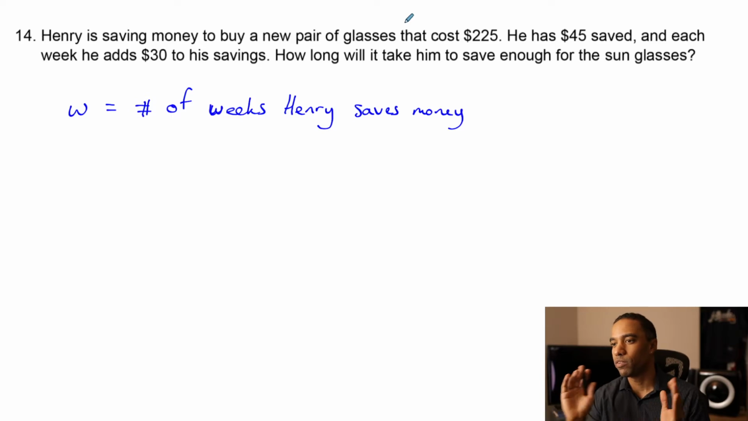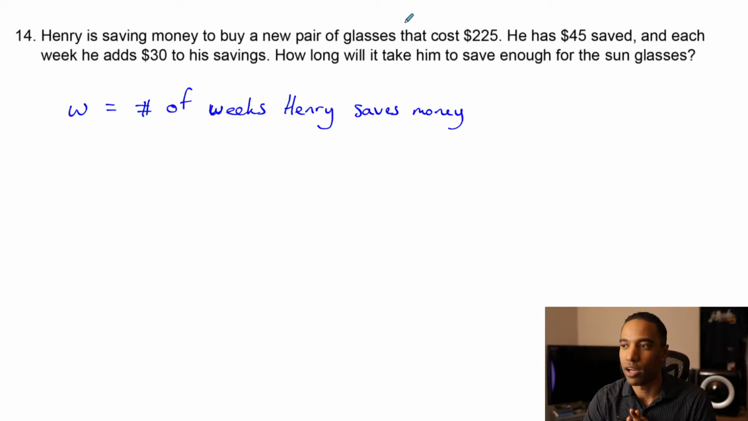Henry's saving money to buy a new pair of glasses that cost $225. Now this is the only variable that we need. There's no other variable. It's not going to be a system of equations. It's going to be one single equation. He has $45 saved, and each week he adds $30 to his savings.